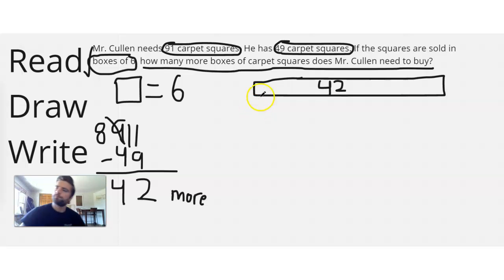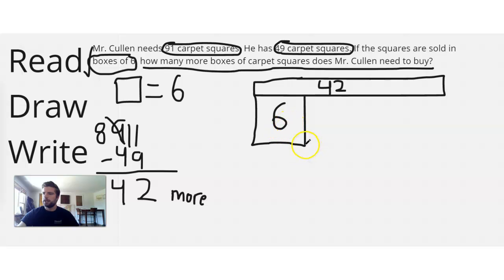And then I'm going to start drawing boxes to represent how many boxes he's going to need to get the 42 more than he needs. Okay, so let's start counting. 1 box is going to get us 6. 42 is way more than 6, so we got to keep adding. Going to add another box, another 6, and another 6, and another 6. Okay, you're going to add as many 6s as you need to get to 42.